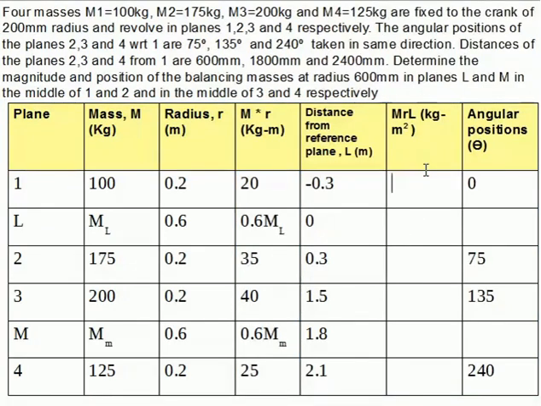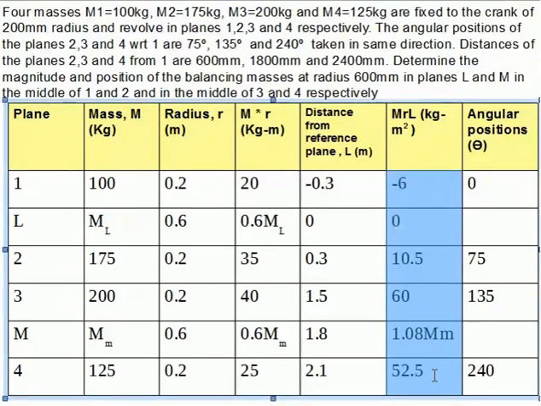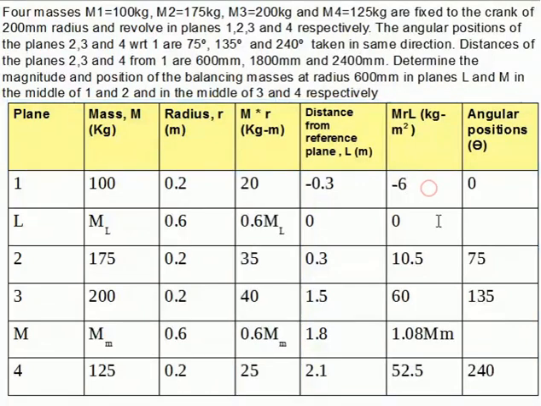So first I will fill in these values. Here you have to write the product of mass into r into distance from the reference plane. So 20 into 0.3, that will be minus 6, something into 0, this is 0, this one will be 10.5, 40 into 1.5 you will get 60, 1.08 times mm, then 52.5. So I told you for constructing the couple polygon I need these values, and for constructing the force polygon I need these values. So you consider these two columns.